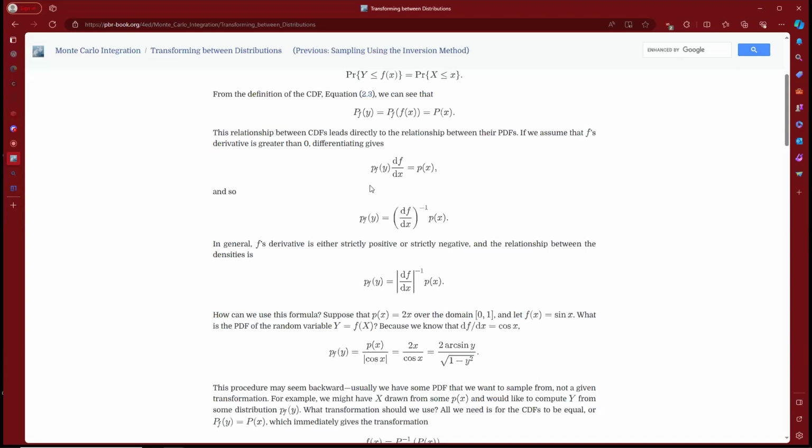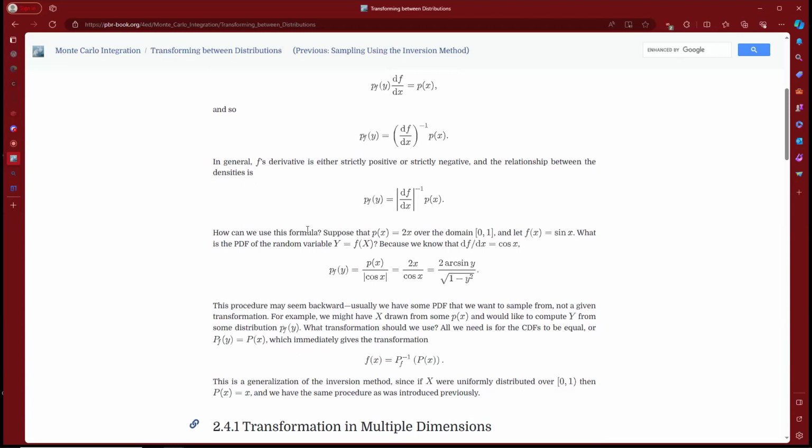Okay, so in general, if f's derivative is either strictly positive or strictly negative, the relationship between the densities is that p_f of y is, I guess, integral of, or no, it's not integral. So inverse of something, absolute value. Okay. I guess that's one way to do it.